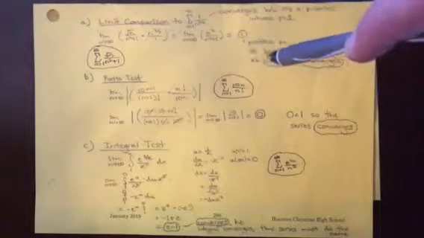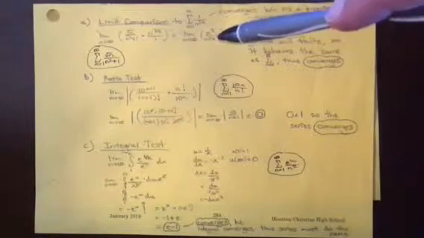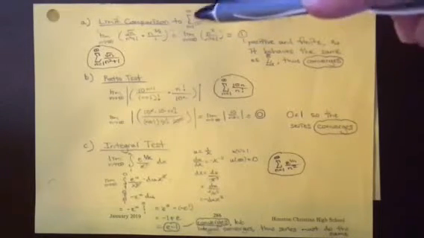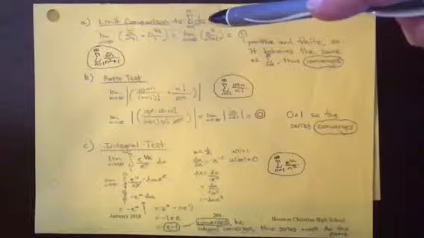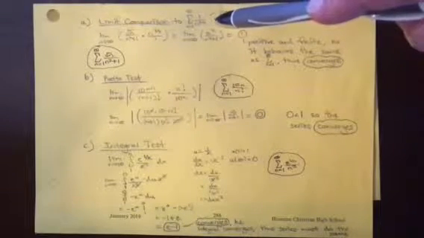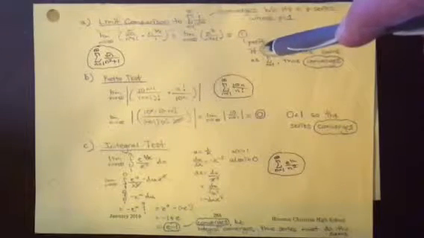We can't do direct comparison because the limit as n goes to infinity of this function right here would be 0, and that's inconclusive in the direct comparison test.